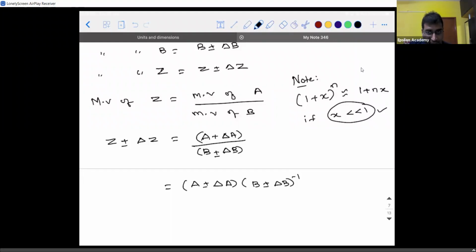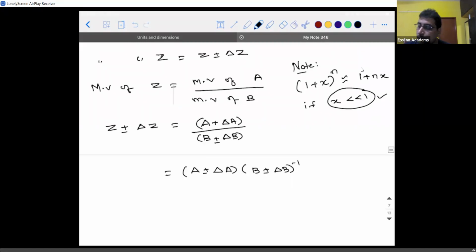Okay, (1 + x)^n can be approximated to 1 + nx if the value of x is very much less than 1. This is called the binomial theorem, which you will be learning in the 6th chapter in your mathematics. But this approximation is actually not there in your syllabus also. But you have to know it for physics, okay?